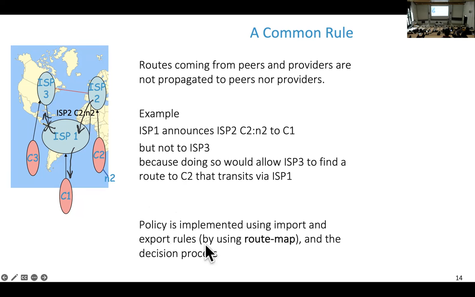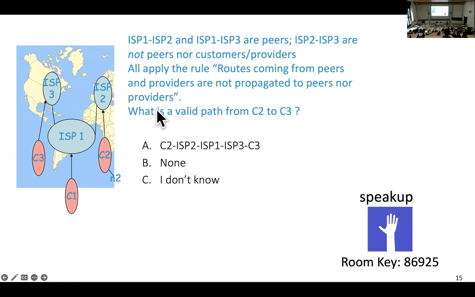That's because we have some import and export rules and some decision process. But before going there, let me ask you a question. Imagine the same example. However, I have removed this link, so ISP2 and ISP3 are not directly connected. And another thing is that we assume that every provider applies the rules that we have seen. Routes coming from peers and providers are not propagated to peers nor providers. Now I'm asking you, what is a valid path from C2 to C3?